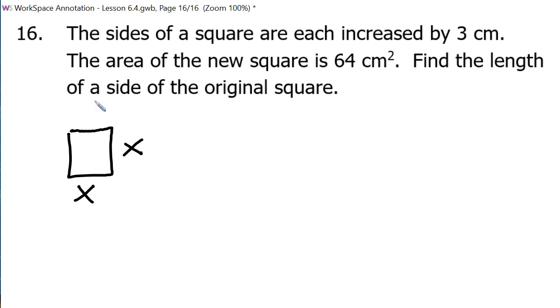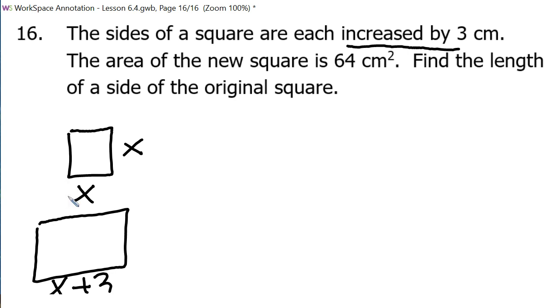And then we're taking that little square, and it says each side needs to be increased by 3. What does that mean? Add 3. So now we're going to have a bigger square. They added 3 to the length, and to the width. They added 3 to the width. Now, second sentence, it says the area of the new square. So they're talking about the new square. So they're talking about this one.